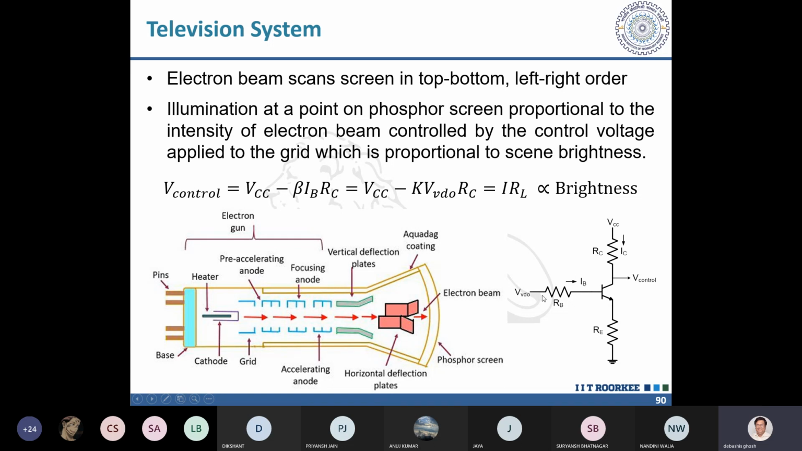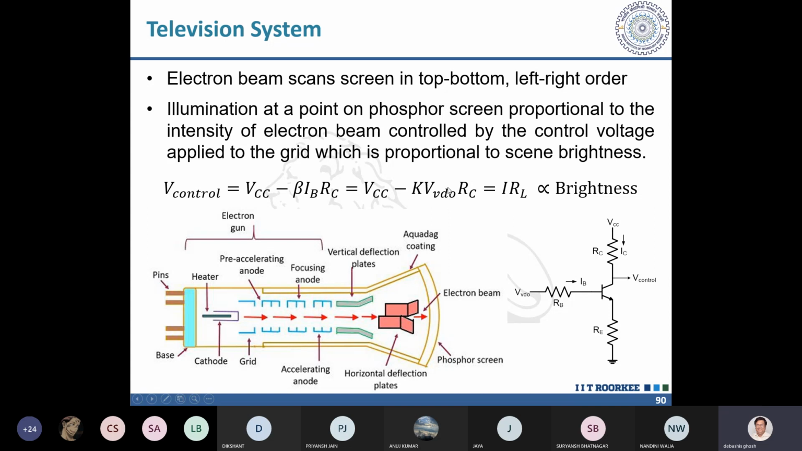Again, this IB will be proportional to the video voltage that you apply here. So I can write it as VCC minus some constant K V video RC. Beta IB, IB is proportional to V video, so I write it as K into V video RC.